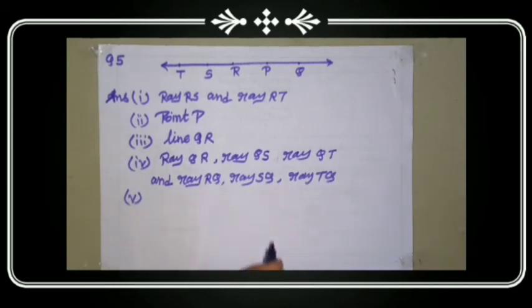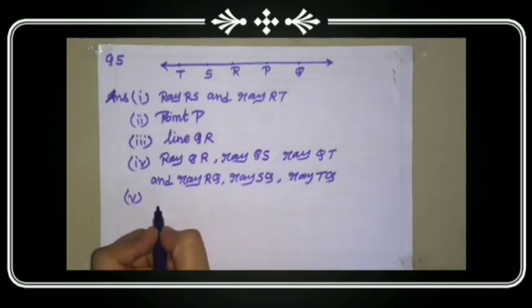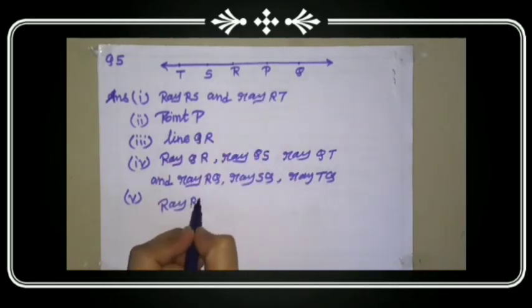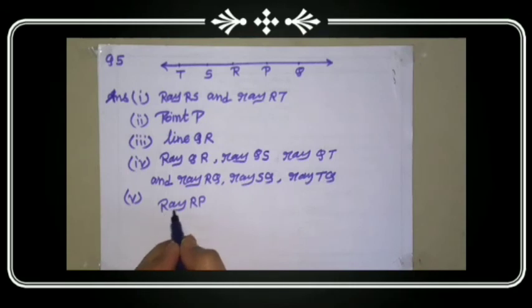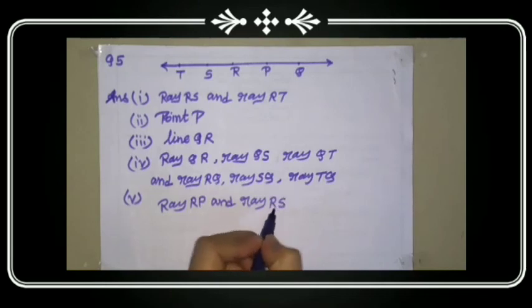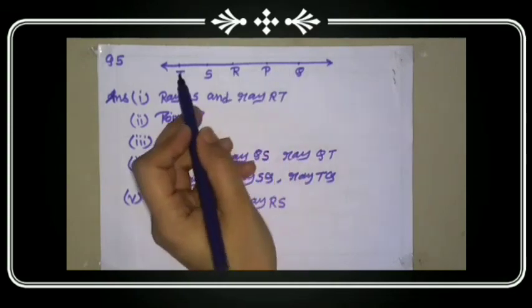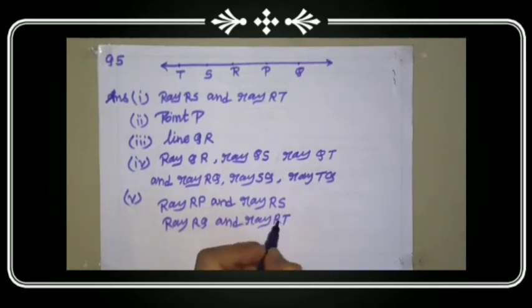Fifth, write the pair of opposite rays with common endpoint R. Ray RP and ray RS are opposite. That means ray RP and ray RS, same as ray RQ and ray RT. Ray RQ and ray RT.